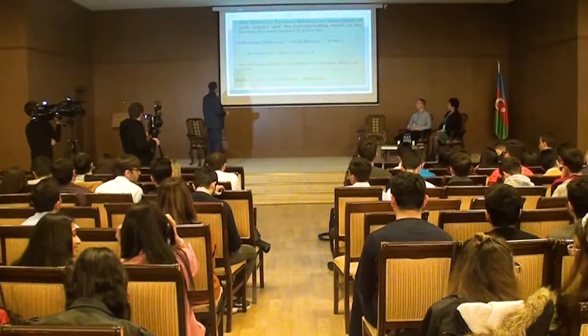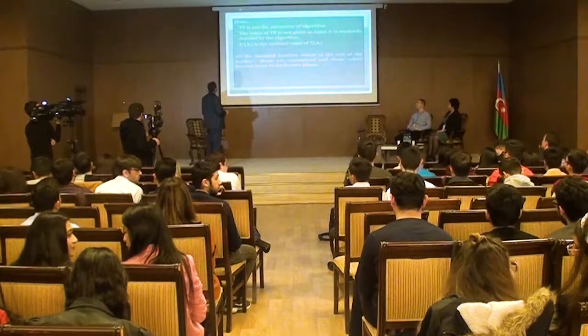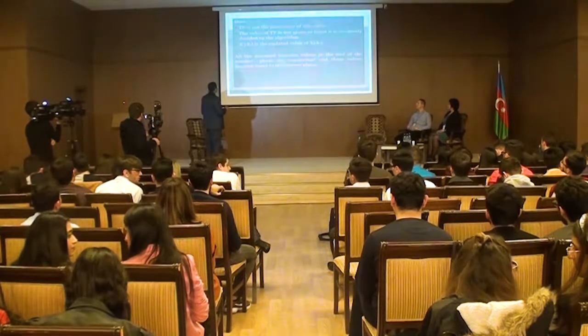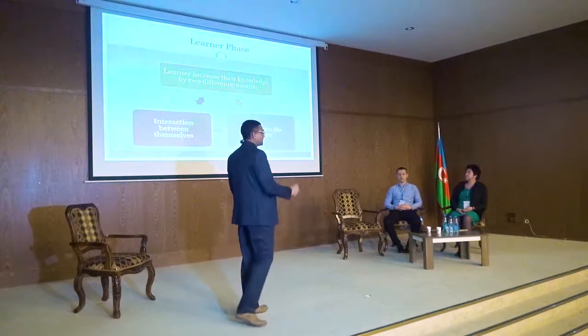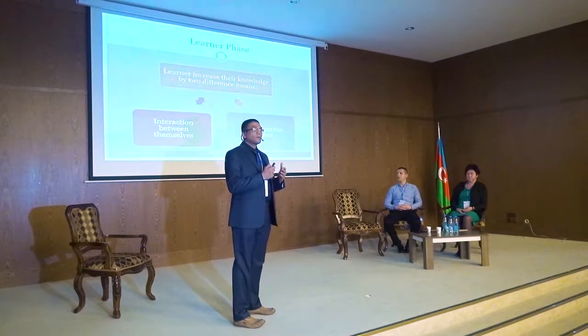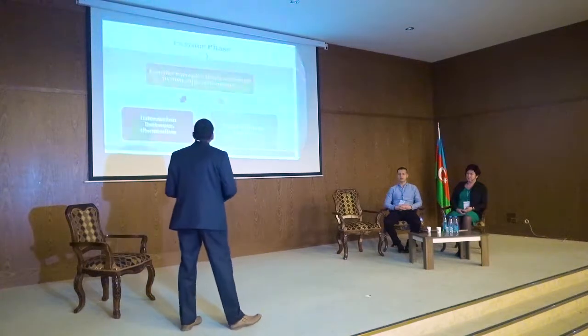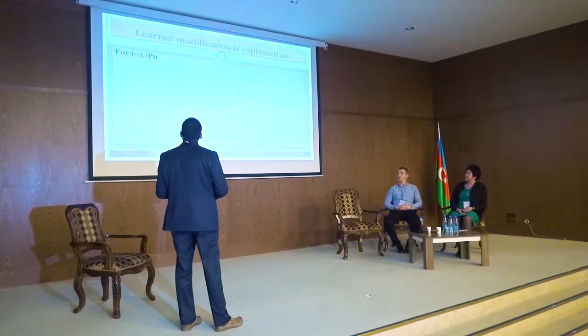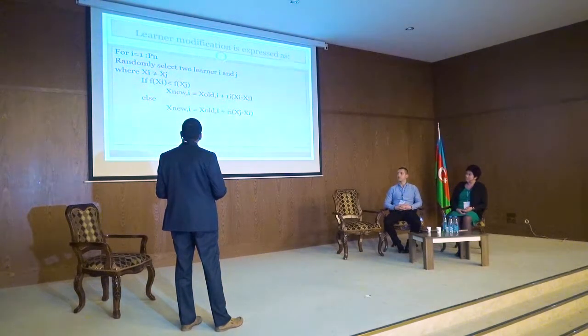In the first phase, the teacher phase, we have used that formula and got the new value, and if this value improves the overall objective function, we keep it, and then we move to the next phase, that is the learner phase. Here, the learning is happening by the interaction between two peers, or two elements of the population. So this is how the algorithm works. I'll just give you the basic idea.